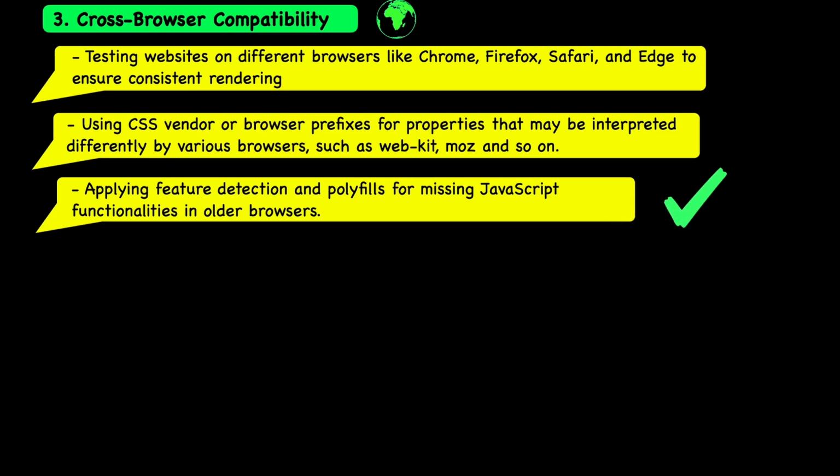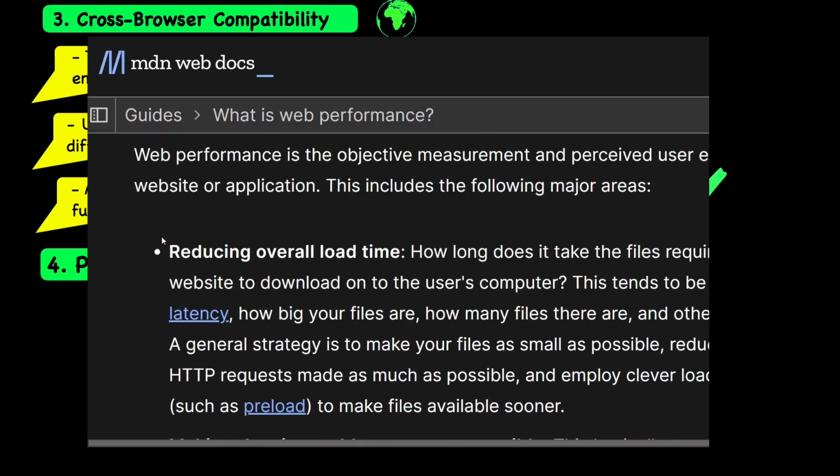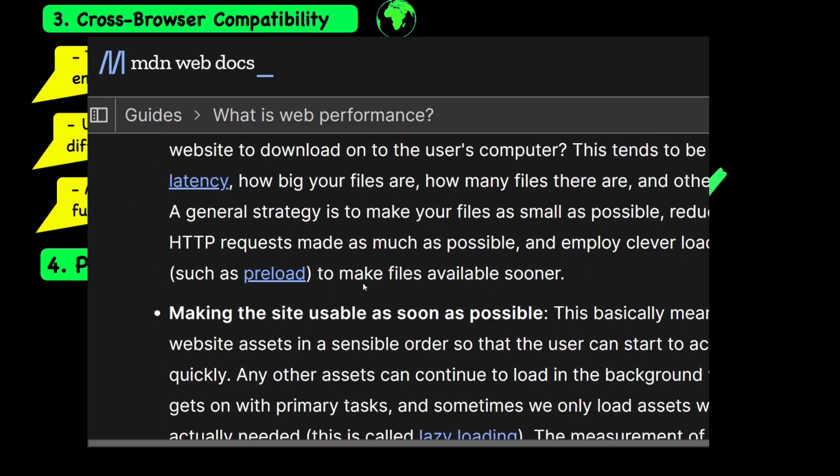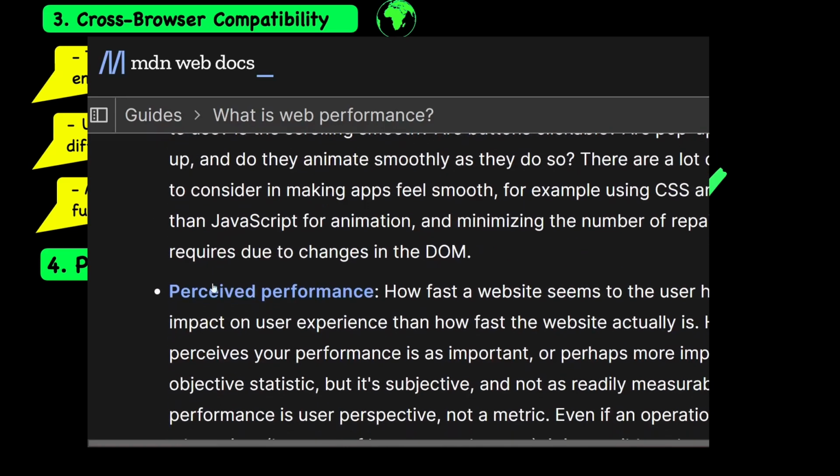Then in number 4, you should know performance optimization. Users expect fast loading websites. Optimized performance not only improves your user experience but also positively impacts SEO and conversion rates. Users are more likely to stay on a site that loads quickly.